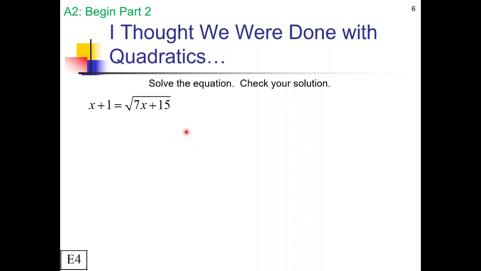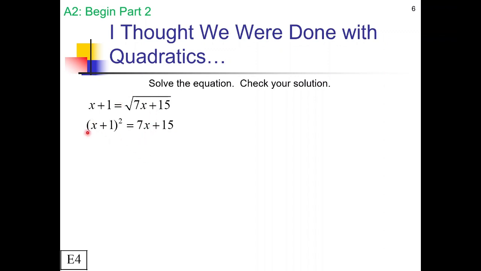All right, so we've already got the radical isolated just like before, so we're going to square both sides right off the bat. That's going to give me x plus 1 quantity squared on the left side and 7x plus 15 on the right. And I'm going to probably want to expand this stuff on the left side and move everything over. This is going to end up being a quadratic, so it's a little bit different than the other ones, which up to this point have all ended up being linear after we got rid of the radical.